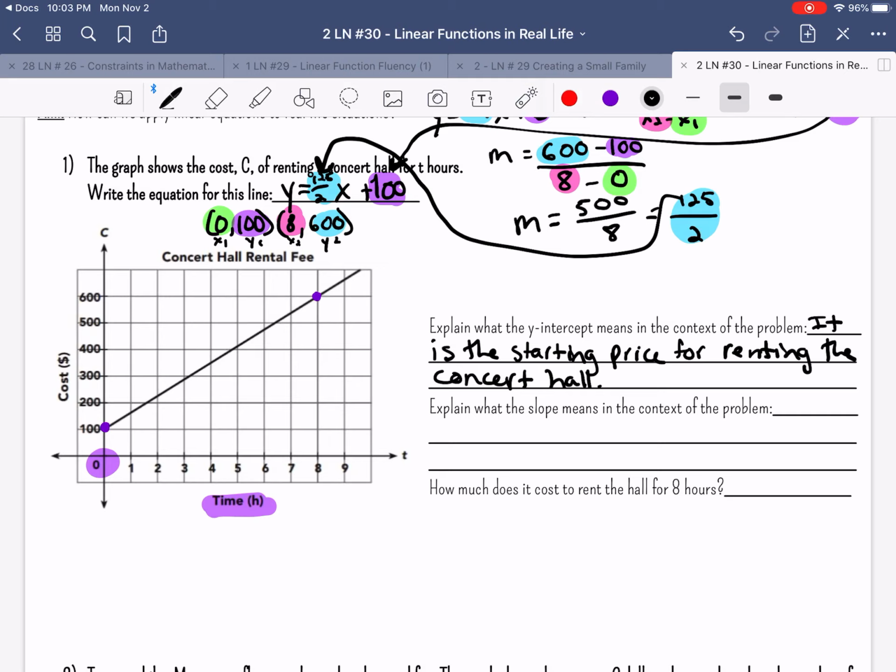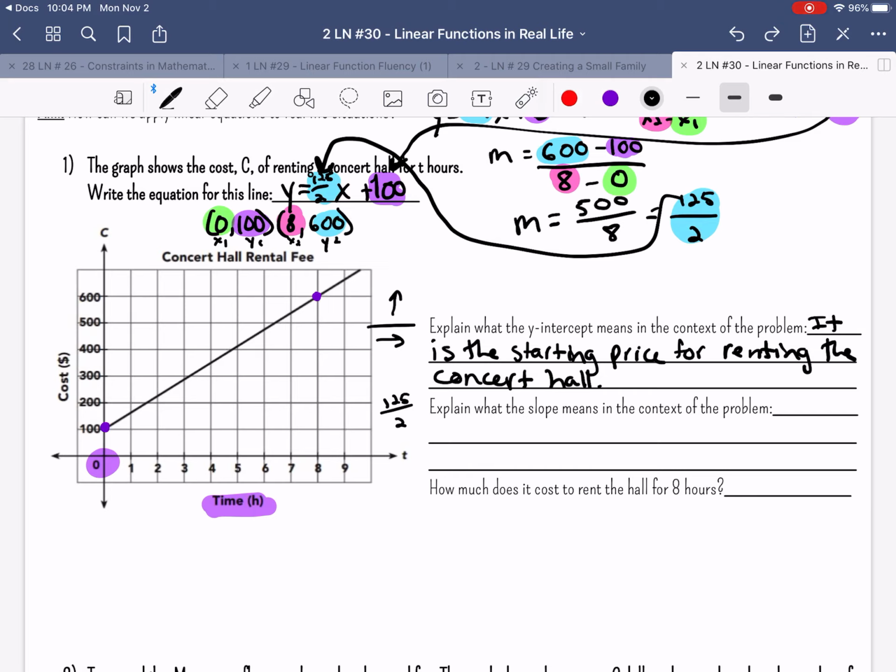So it says explain what the slope means in the context of the problem. So the slope is 125 over 2. So what does that mean? Rise over run is another way of talking about slope, right? So the rise would be rising on the y-axis, and the run would be running across the x-axis.